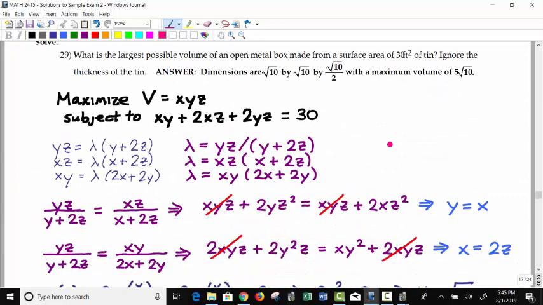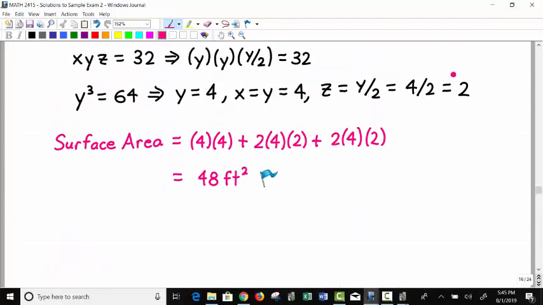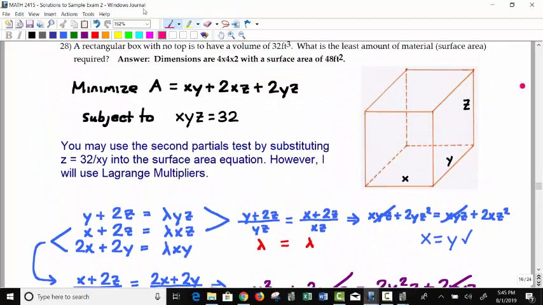Number 29. Oh, okay. I guess I hadn't looked at this problem when I mentioned the question in the quiz. So this is what I was just mentioning, the same kind of open metal box, except now we're maximizing volume based on a given surface area.